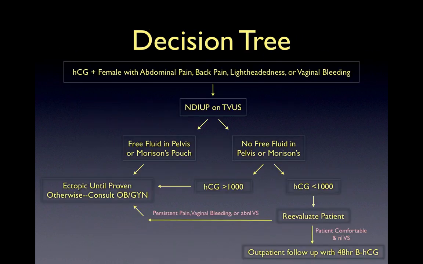Again, while any pregnant female with an NDIUP should be evaluated for ectopic pregnancy, if free fluid is visualized in such a patient, that patient has a ruptured ectopic until proven otherwise, and OBGYN should be consulted immediately. If the beta HCG is under 1,000 and the patient is well appearing with normal vital signs, it is reasonable to discharge her after discussing with OBGYN and arranging prompt follow-up in 48 hours.